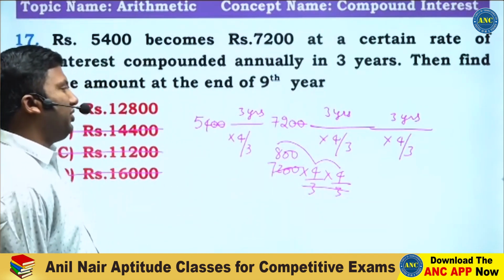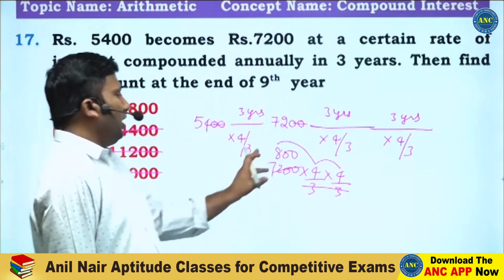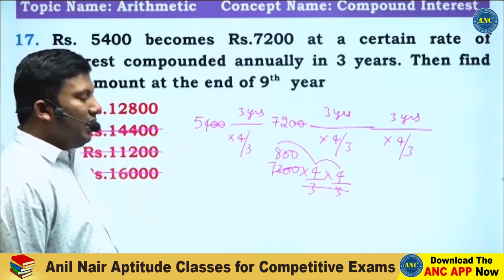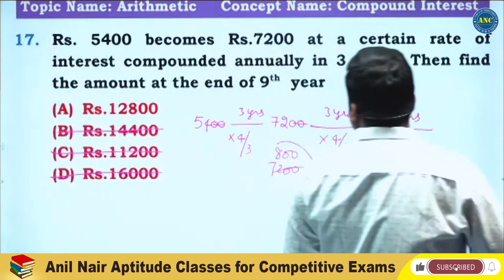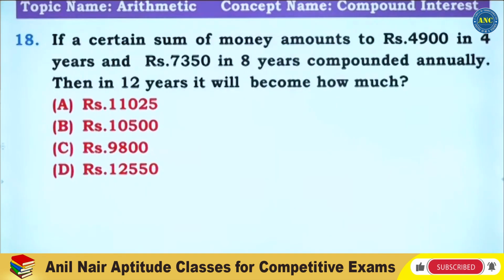7,200 into 4 by 3 into 4 by 3. 800 into 4 into 4. 8 4s are 32, 2 4s are 8. Idea clear? 17th one. Next one.